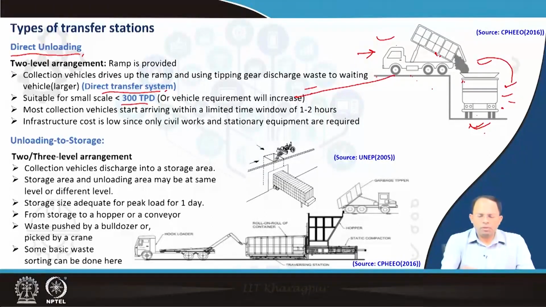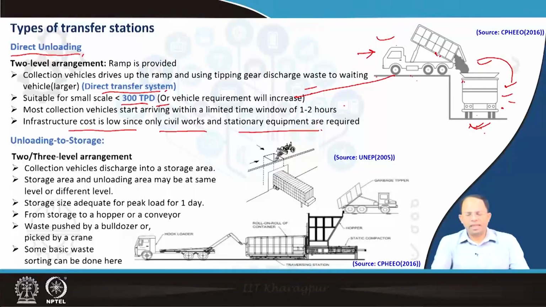So only in case of very small load volumes is this fine. Because in that case, a few vehicles will be able to take care of the entire load. But when the load volume increases, we really need to optimize this particular system. Most collection vehicles start arriving within a limited time window of 1 to 2 hours. So that's the problem, and that's why you need to have these vehicles working. But the benefit of this system is that infrastructure cost is low, since only civil works and stationary equipment are required. So that's the benefit of this particular system.